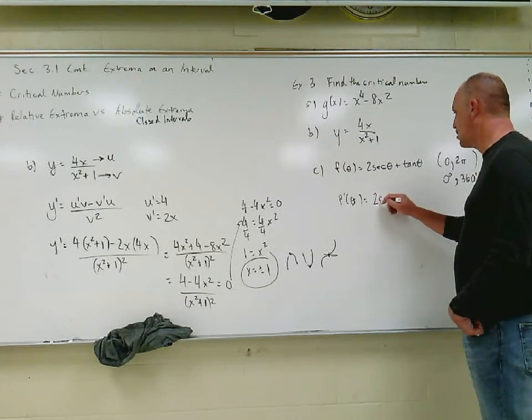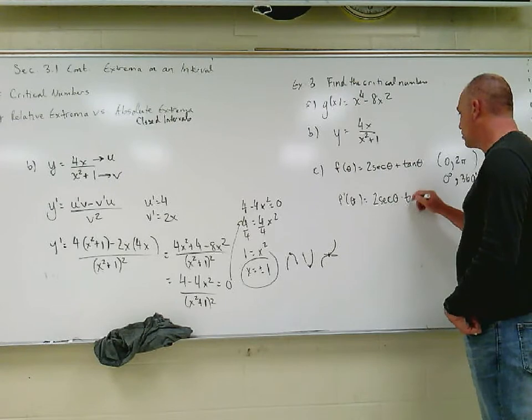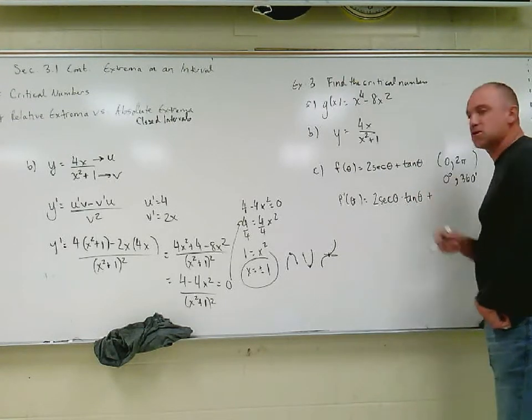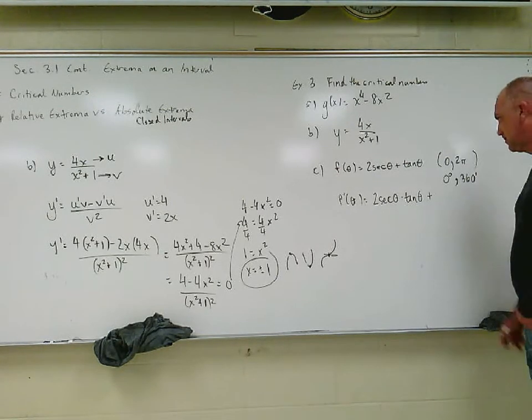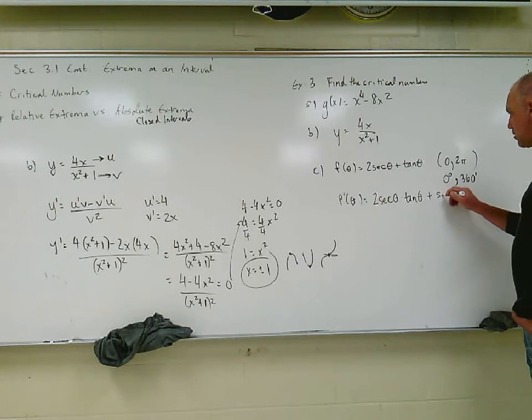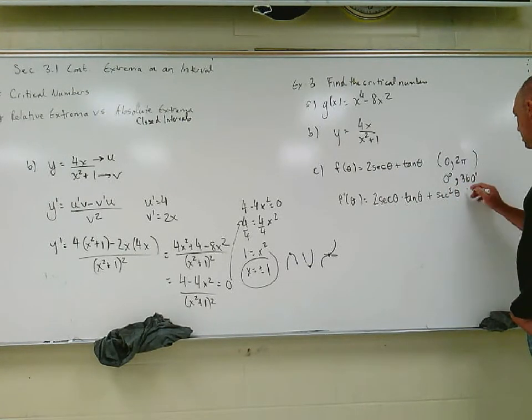Secant theta, tangent theta. Come on, guys. These derivatives, especially if there's no chain rule, you've got to know them. The derivative of secant is secant times tangent. What's the derivative of tangent? Secant squared theta. All right, now you have an F for today.